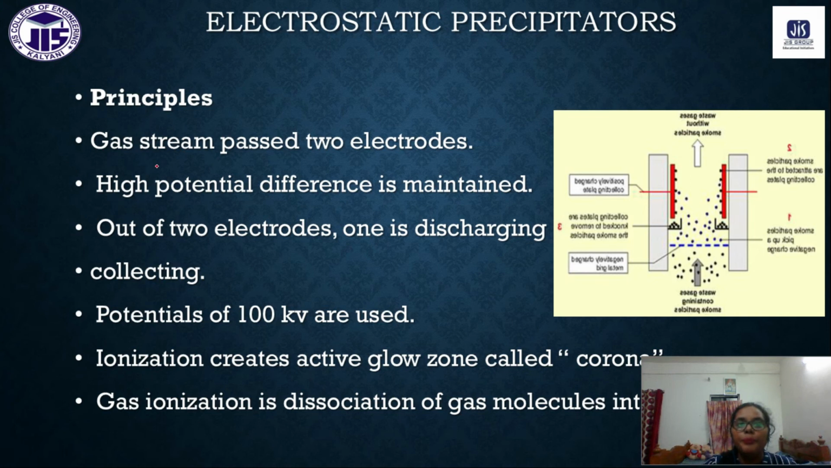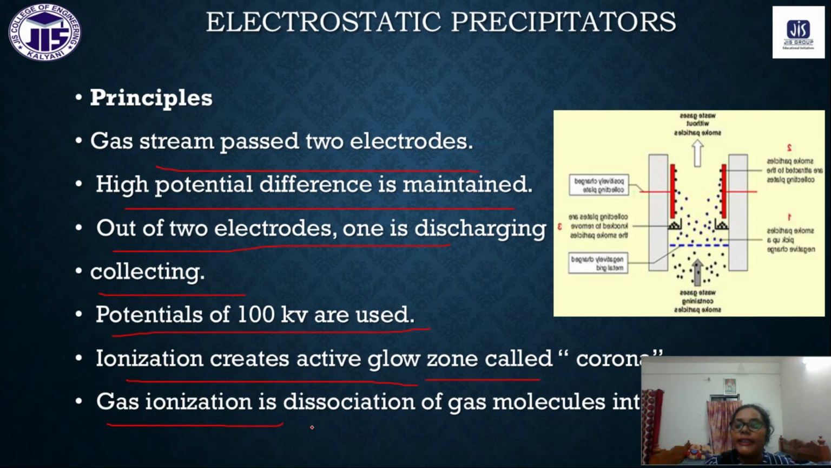Gas stream passes between 2 electrodes. A high potential difference is maintained. Out of the 2 electrodes, one is discharging and one is collecting. A potential of 100 kilovolts is used. Ionization creates an active glow zone called corona, and gas ionization is the dissociation of the gas molecules.